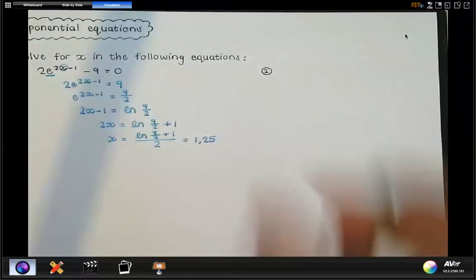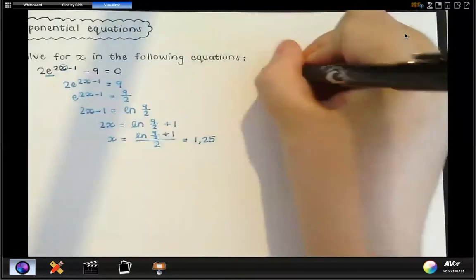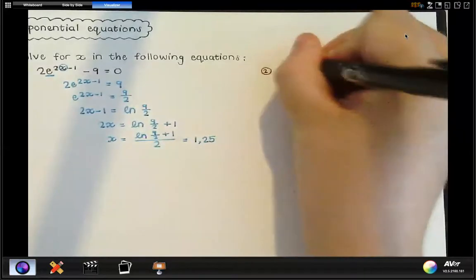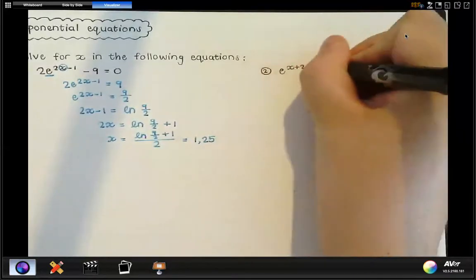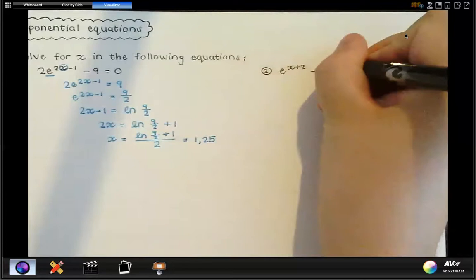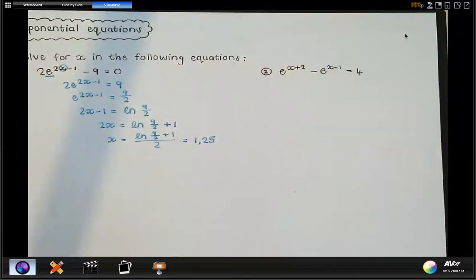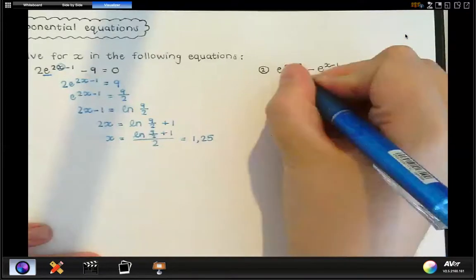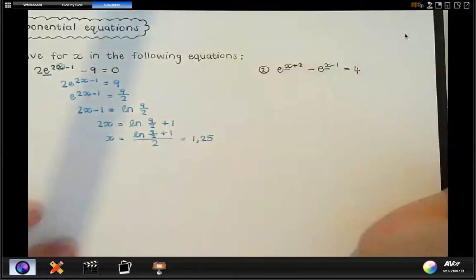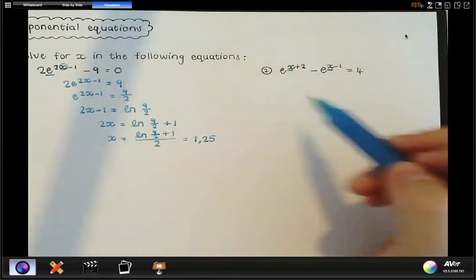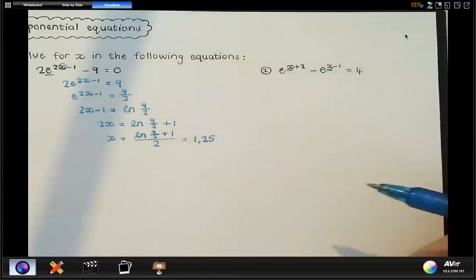There we go. We have e to the x plus 2 minus e to the x minus 1 is equal to 4. All right, now we need to solve for x. Now what we have on the right-hand side here is two terms, and both of these terms have an x in the exponent, right? Now, unfortunately, they're not like terms, so we can't add or subtract them.